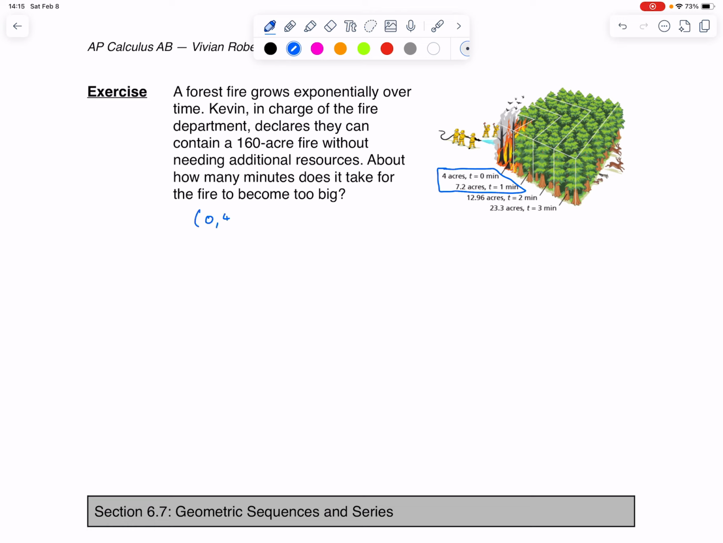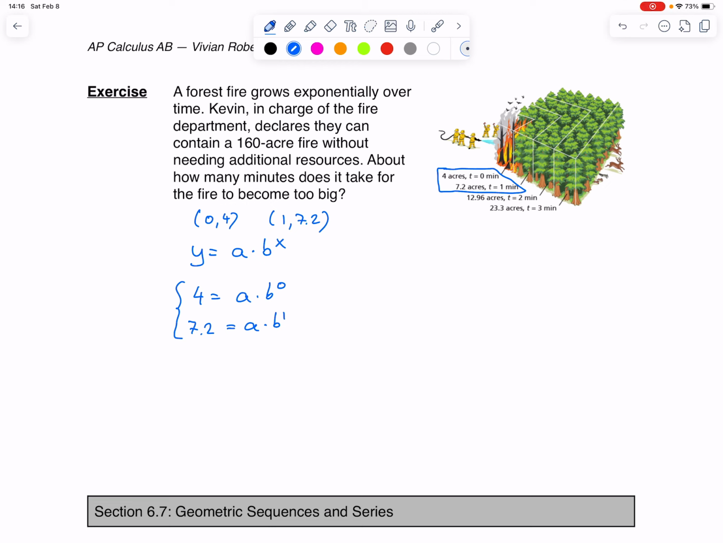So we have the point (0, 4), and we have the point (1, 7.2). And we are trying to find what exponential function, an exponential function of the form a times b to the power x, which exponential function satisfies these two conditions or goes through these 2 points. So if we plug in x equals 0, y equals 4, we find 4 equals a times b to the power 0. And if we plug in x equals 1, y equals 7.2, we find 7.2 equals a times b to the power 1. This is a system of equations.